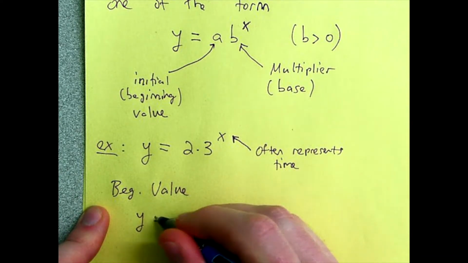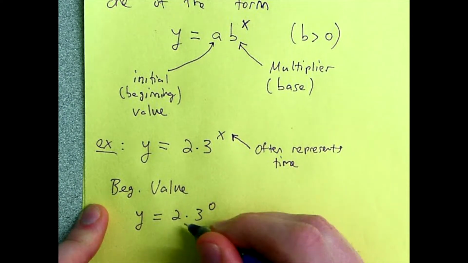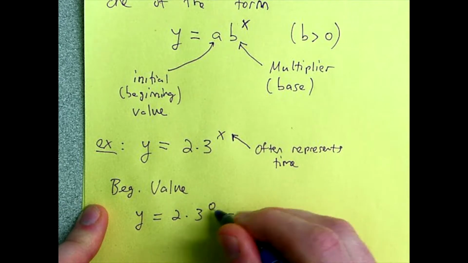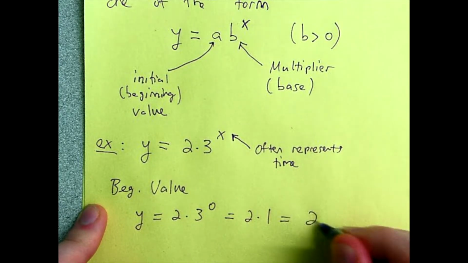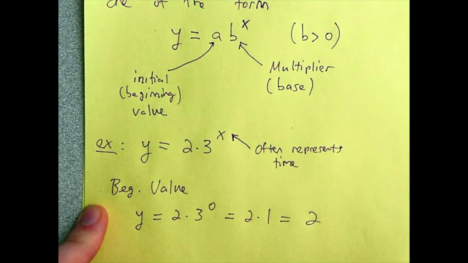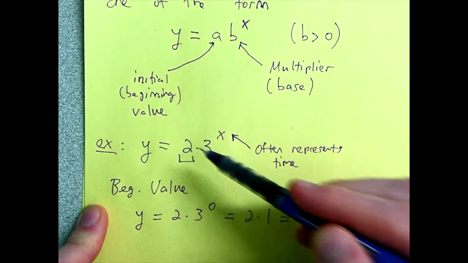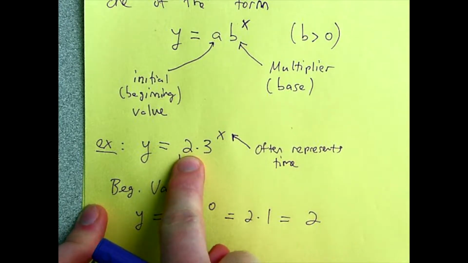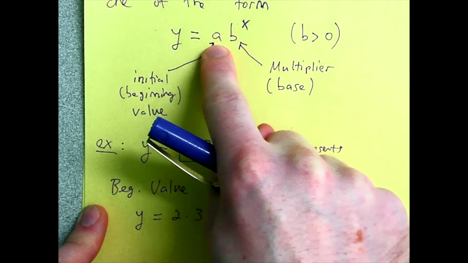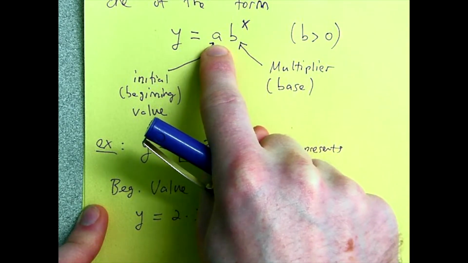I have y is equal to 2 times 3 to the 0. And then we have to recognize that 3 to the 0 is just 1. So this is 2 times 1, which is 2. Notice that that is exactly the value sitting right here. That is exactly a in this exponential function. You can see, hopefully, why we call the 2 the beginning value, or more generally, why a, the number sitting in front of the exponential function, is called the initial or the beginning value.